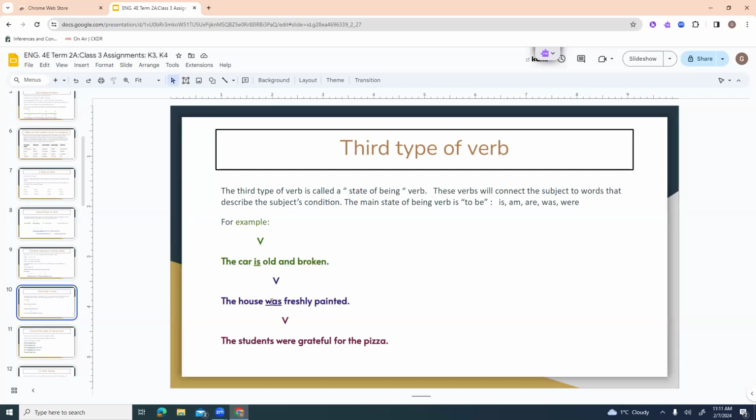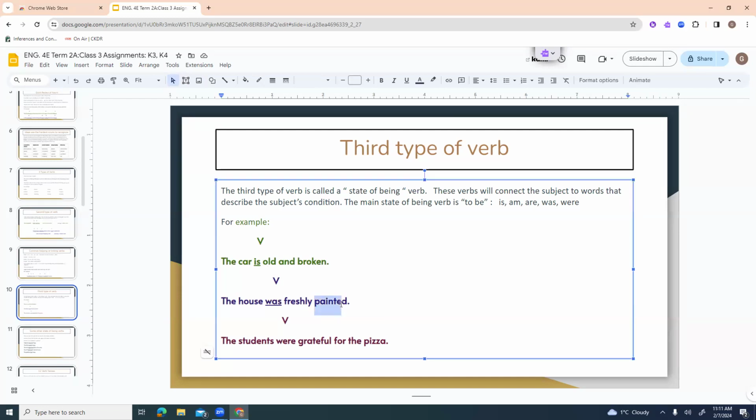The house was freshly painted. Ooh, there's a mistake here, but anyways, was is actually part of painted here. I didn't even notice that when I first did it. Now hang on. You could use this as an adjective. We're going to use it as an adjective in this sense. Painted is describing what the house looked like. Freshly is describing how recently it was painted.